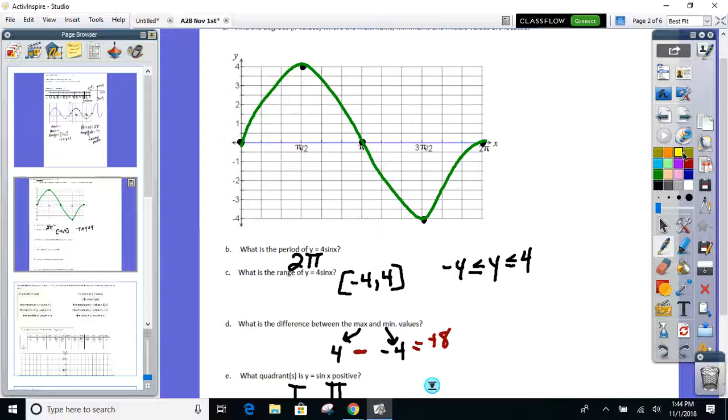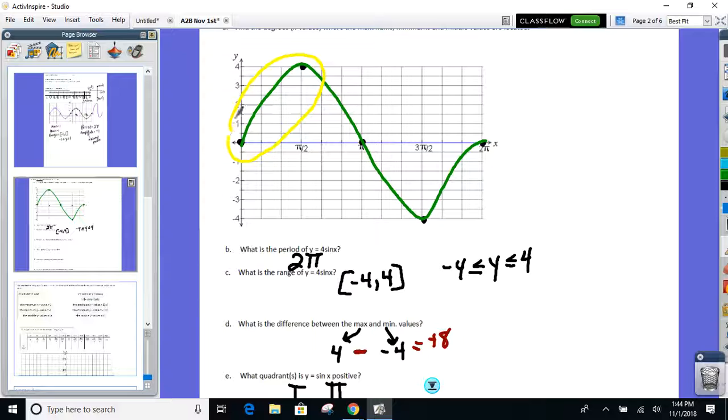Oh, you actually want me to? Yeah, legit. Circle a portion of that graph for me where it's increasing. Oh, just one. Okay. Everyone agree that's increasing? All right, thanks. How do I write that interval now?